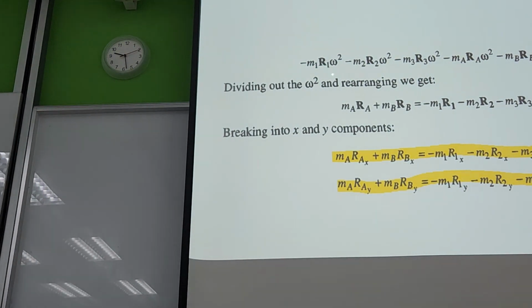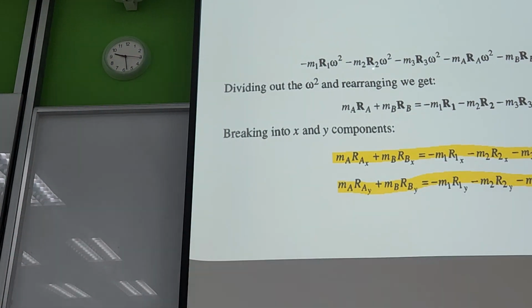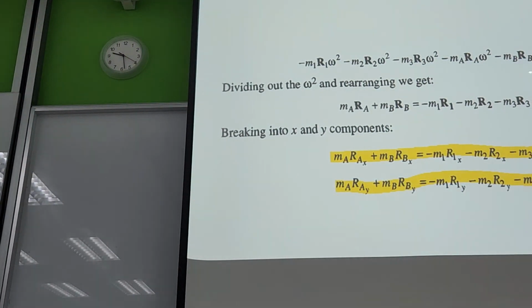Okay, M1 R1 omega square is the force acting on mass 1. Similarly M2 R2 omega square is the force on mass 2. So we sum all the forces to zero, then omega square is a common factor, so we just take out the omega square. Now you can rearrange these terms as MA RA plus MB RB is negative of M1 R1, M2 R2, M3 R3. So now this is a vector equation. Now this equation we are writing into two scalar components, x and y.